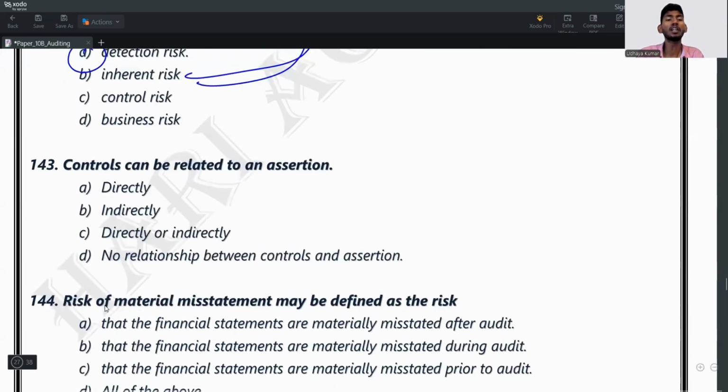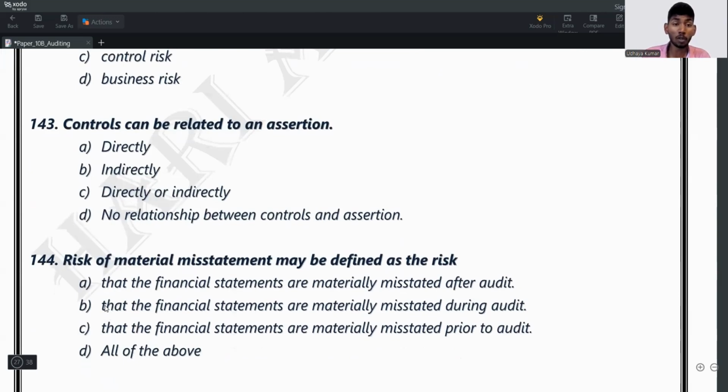Question 143. Controls can be related to an assertion directly, indirectly, or directly or indirectly, depending on the situation. Controls in an audit refer to the processes and procedures that help ensure the integrity of financial reporting and the safeguarding of assets. These controls can be related to assertions, claims made by management about the financial statements, either directly or indirectly. A direct relationship means some controls are specifically designed to address certain assertions, such as ensuring completeness or accuracy in financial reporting, whereas an indirect relationship means other controls might not directly address an assertion but still support its accuracy, such as broader controls related to overall governance or risk management. So here the option is directly or indirectly.